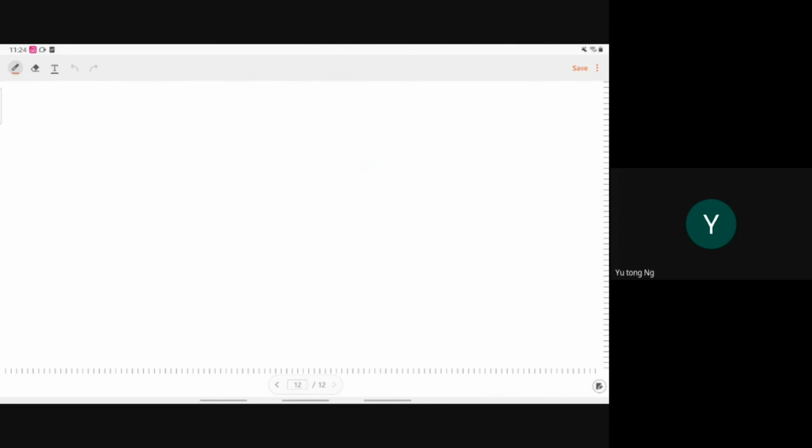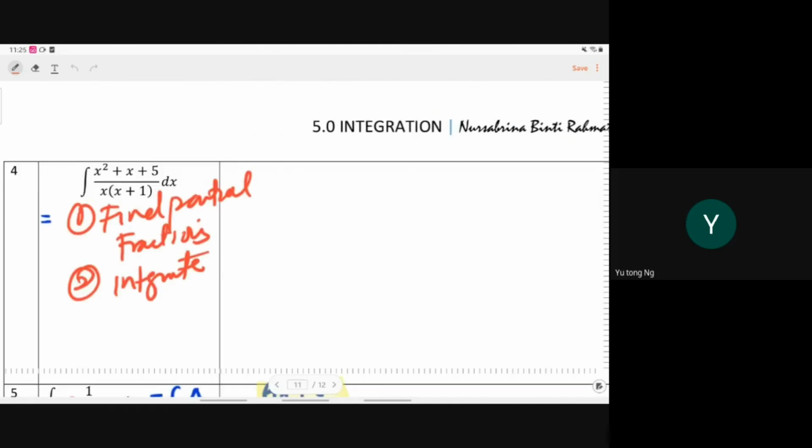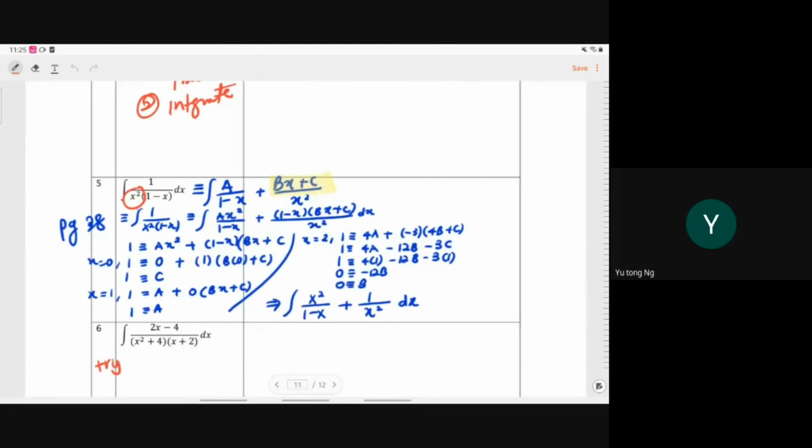Okay, so yang ni adalah area bounded by the curve. We're going to continue next week lah. Okay, area, minggu depan kita akan buat area dengan volume.